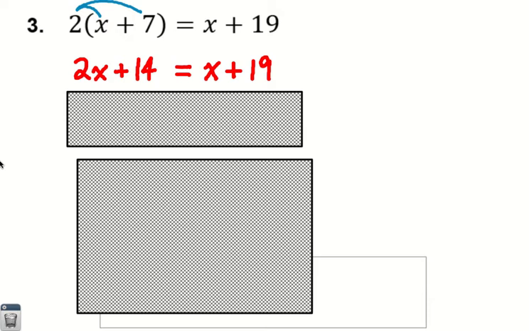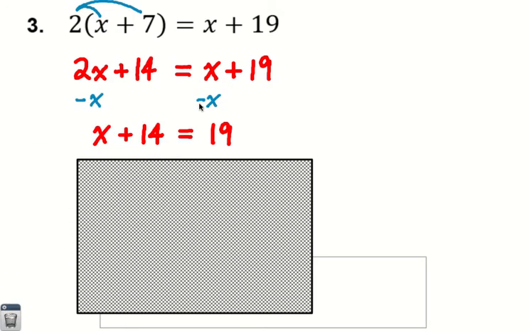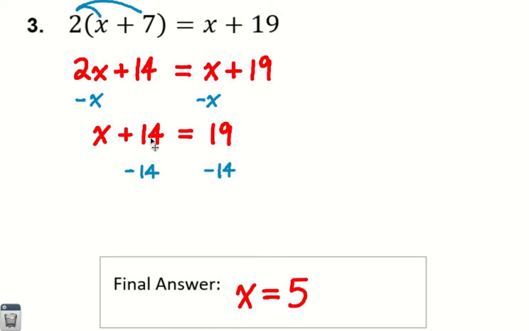And the next thing is to get the x only on one side. So let's subtract this x to the other side. So now over here there's just a 19. 2x minus x becomes 1x, or just x. Bring the 14 down. Then all we have to do is subtract the 14 out of there, but do it to both sides to get x all alone. And the final answer is x equals 5.